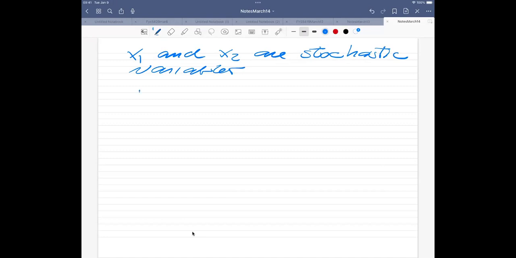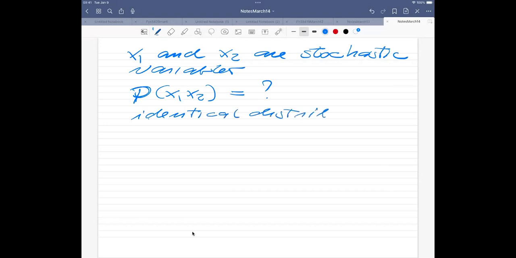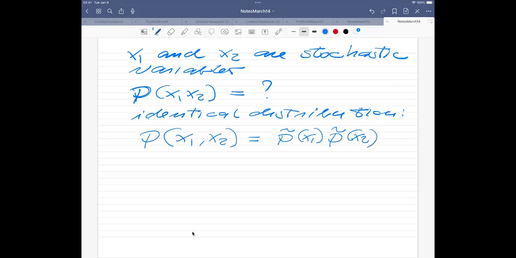And in that case, we have a probability of x1 and x2. And the question is, what does this look like if we have independent stochastic variables that are identically distributed? So the identical distribution means that this P of x1, and if they are independent of each other, is now given by the distribution P of x1, which is the same for the two variables, x1 and x2.